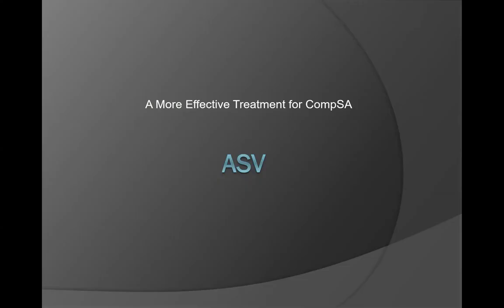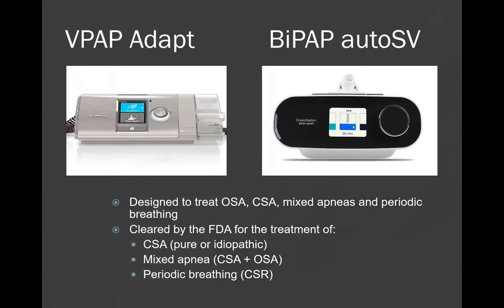Now, the most effective treatment is the three-letter word, ASV. All right, what's ASV? There are actually 3 companies that make this device. One is Philips, BiPAP Auto SV, ResMed's VPAP Adapt, and then there's Lowenstein. They make ASV too. These are designed to treat OSA, CSA, mixed apneas, and periodic breathing. It's cleared by FDA, and it can fix CSA or pure or idiopathic CSA.